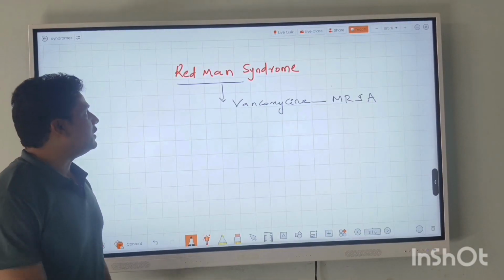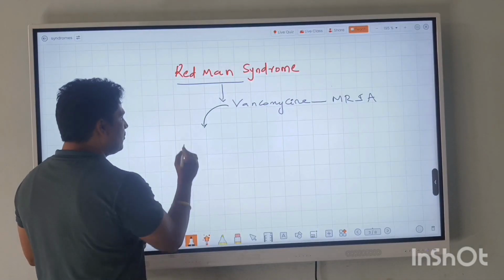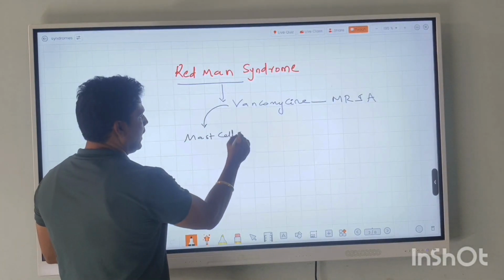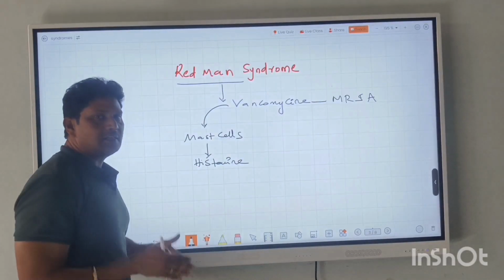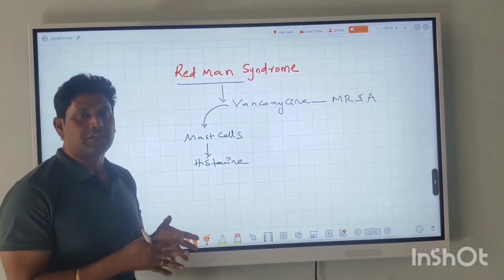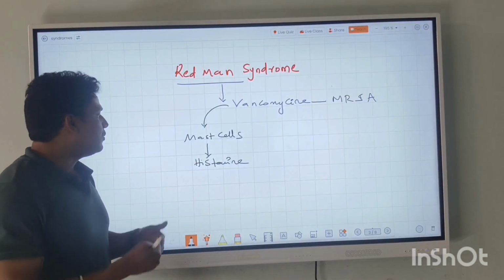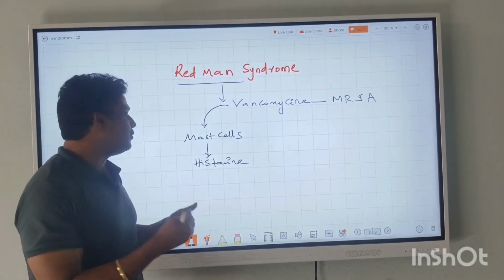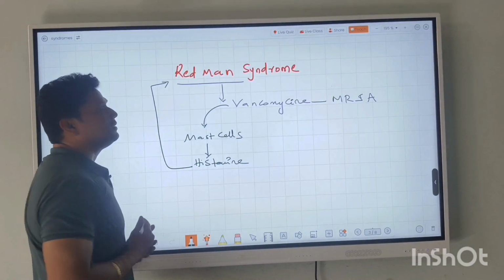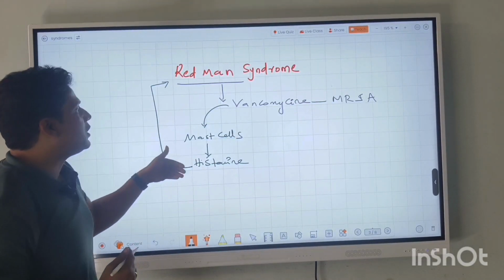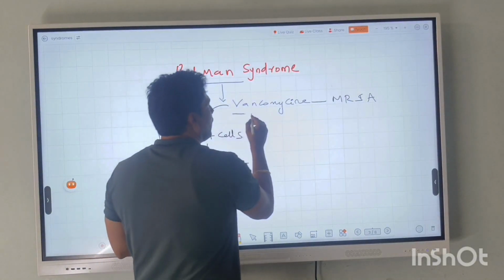The problem with vancomycin is it causes Redman syndrome because vancomycin acts on mast cells, releases histamine. As we know, histamine is responsible for the hypersensitivity reaction. Histamine binds to the respective receptors like H1 receptors. So after activation of the H1 receptors, it produces hypersensitivity reaction. So it leads to Redman syndrome. So this is the major drawback of vancomycin. So that's why doctors avoid vancomycin.